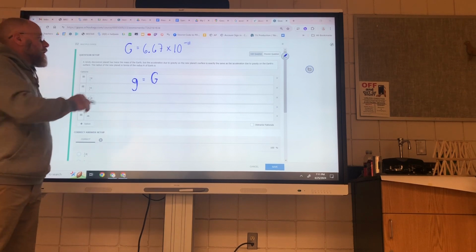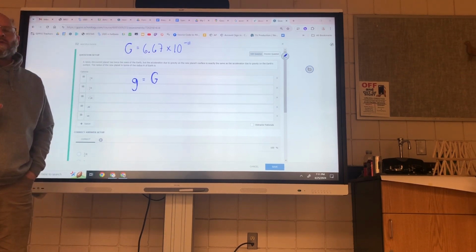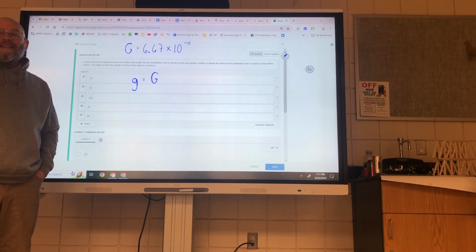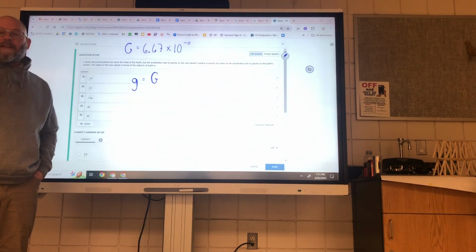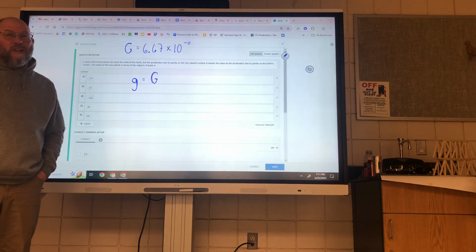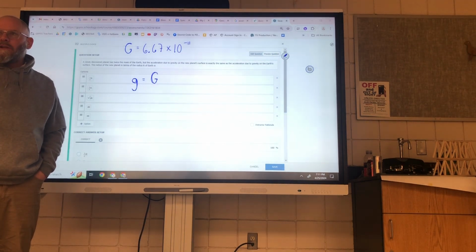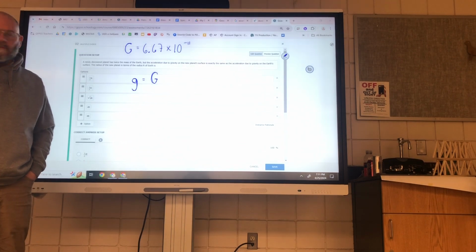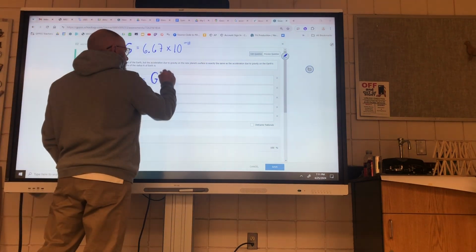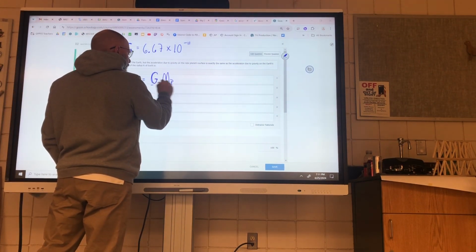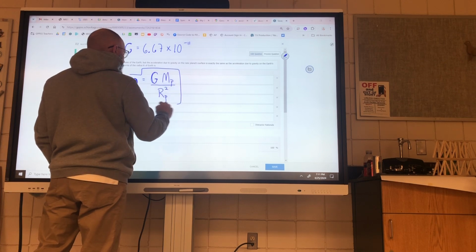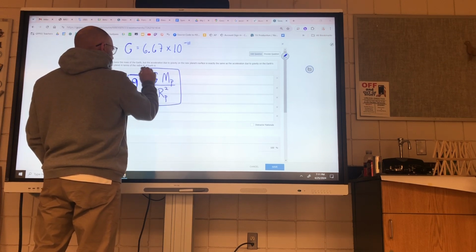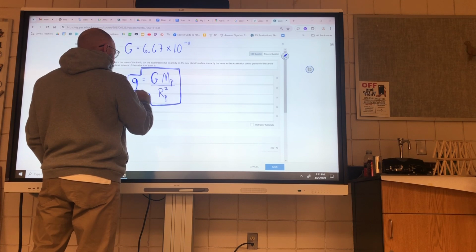So this constant allows us to use mass in kilograms and distances in meters. It's universal. We think it's the same everywhere in the universe. It's a huge deal. It's on the equation sheet. The other thing you need to know is the mass of the planet in question and then the radius of the planet in question, squared. This is something that you need to memorize. It's not on the equation sheet. You need to memorize it and come armed with it.